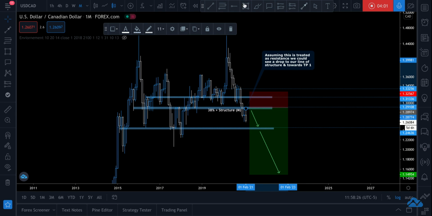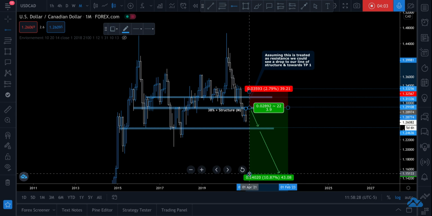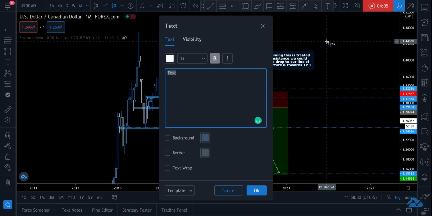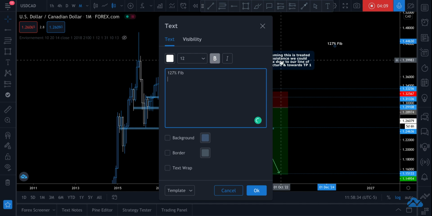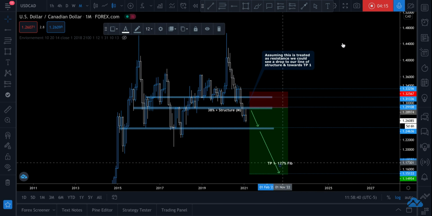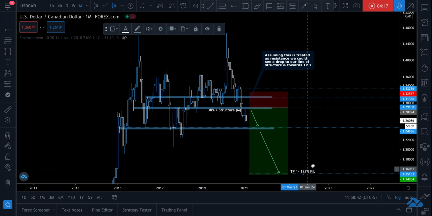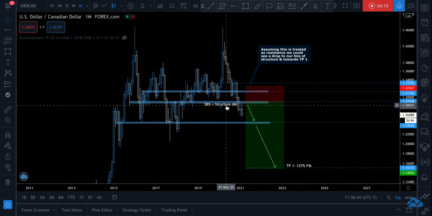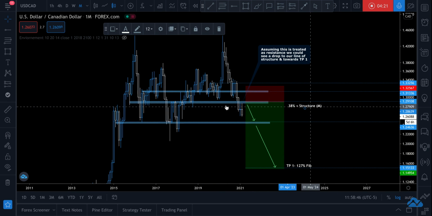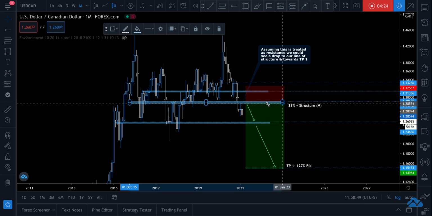And then what we're going to do here is we're just going to mark this out so we know what we were looking at. And this is just going to be a 127 extension fib. And this is going to be our TP1. TP1. And there we go, guys. So this is our setup.